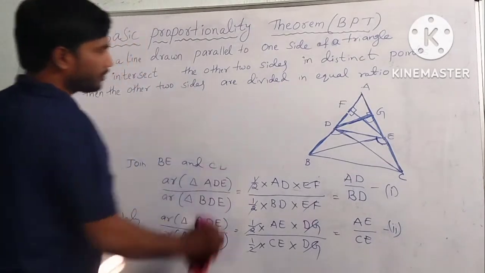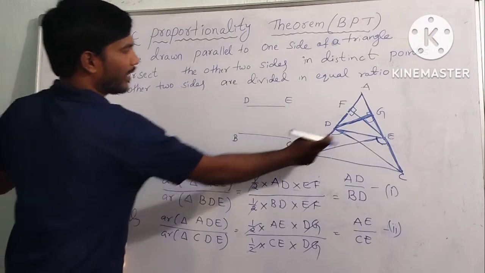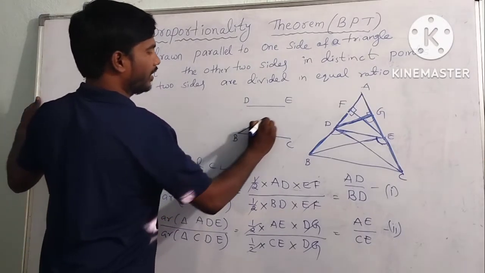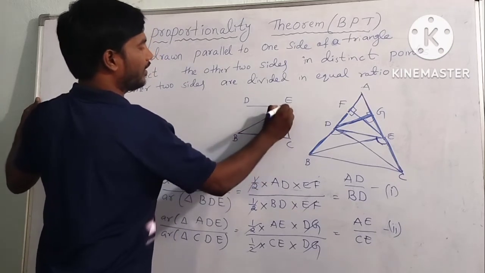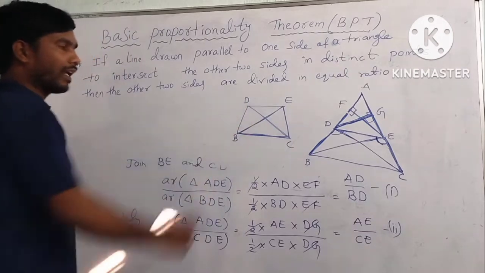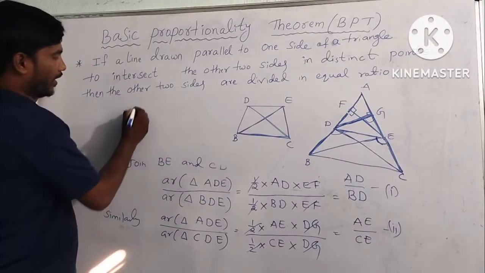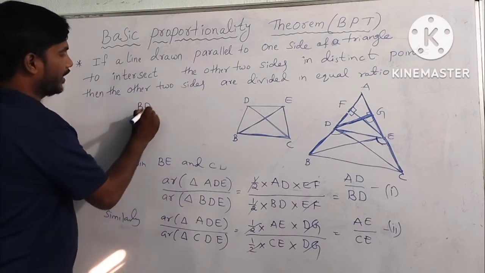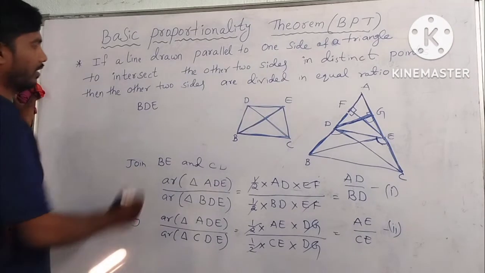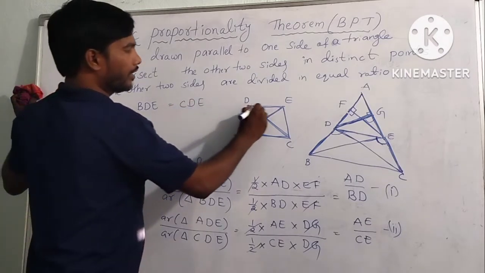In the same way, here two parallel lines are there, DE and BC. These two are parallel. Now with the same base BC, we are drawing two triangles, BCE triangle and BCD triangle. So with the same base between two parallel lines, we are drawing two triangles. Therefore, according to the triangle property, area of triangle BDE equals CDE.